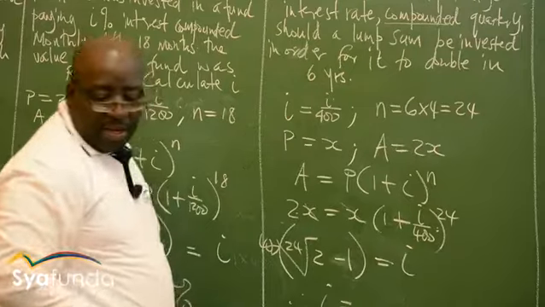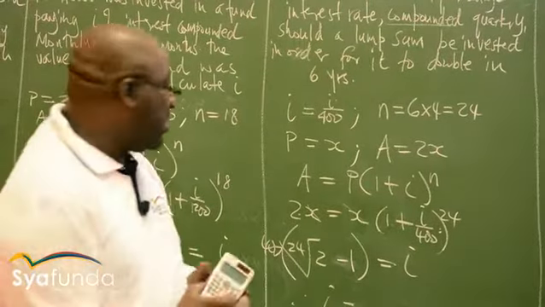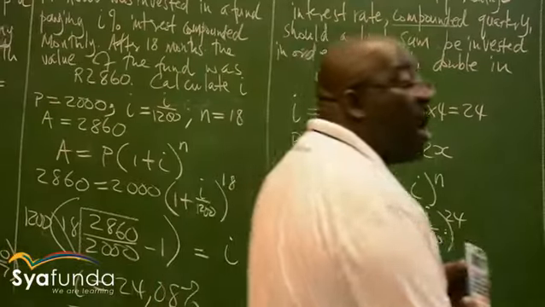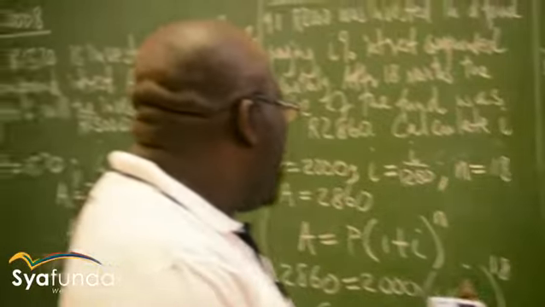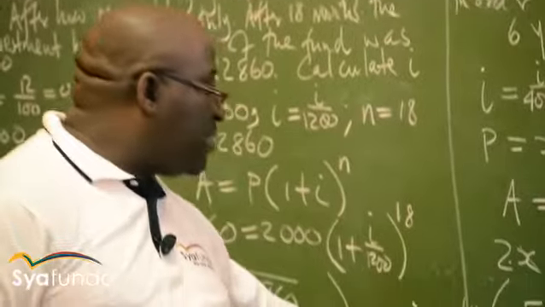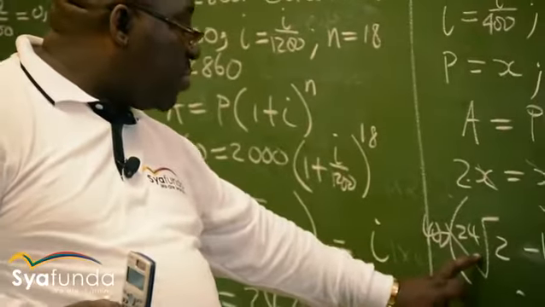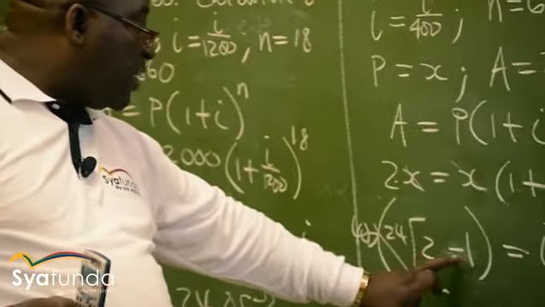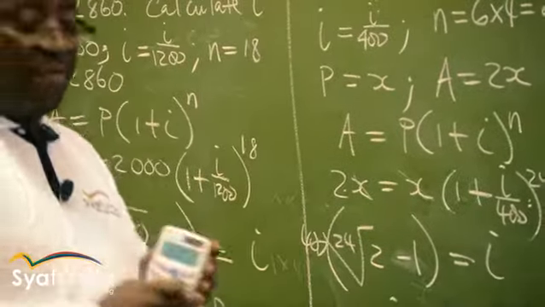You don't do anything much. You just go straight to your calculator. You calculate the value of your I. Let's do this together. You punch exactly as you see it. Remember, this is 400. This is the bracket. This is the 24th root of 2 minus 1, bracket. Then it will give you the solution.